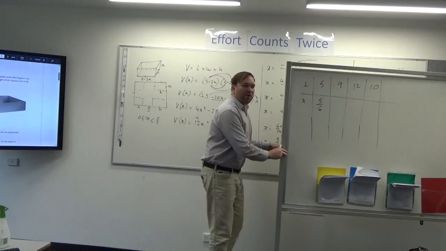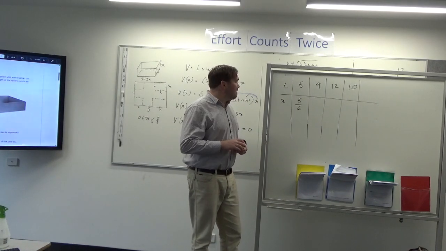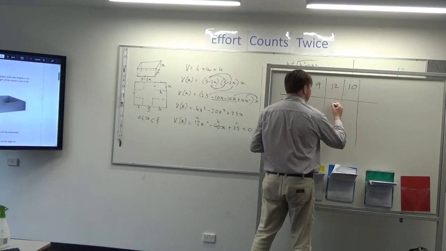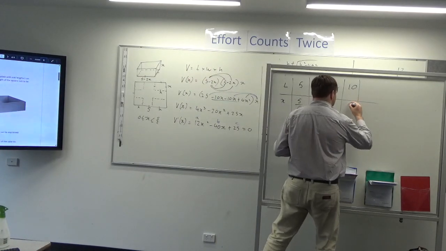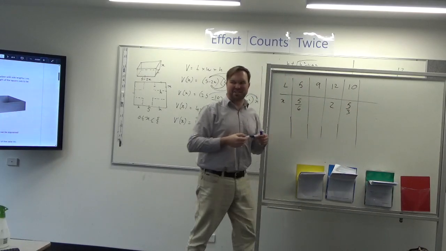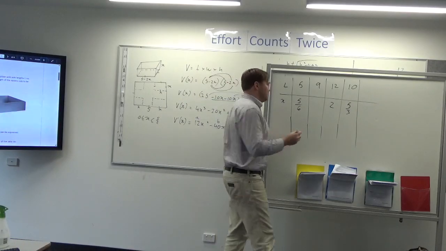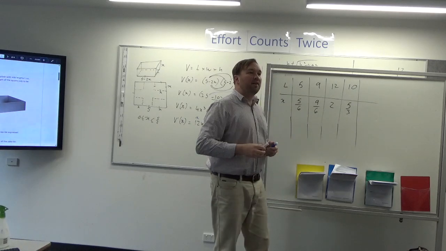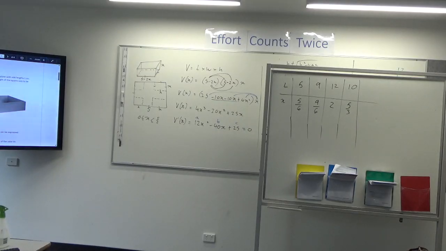Alright. Have we reached the point where we've got answers? Yes. The group doing 12, what did you guys get? 2. 2, yes. The group doing 10, what did you guys get? 5 on 3. 5 on 3, lovely. The group doing 9? I got 4.5. 4.5, 9 on 6. Both. Well done.